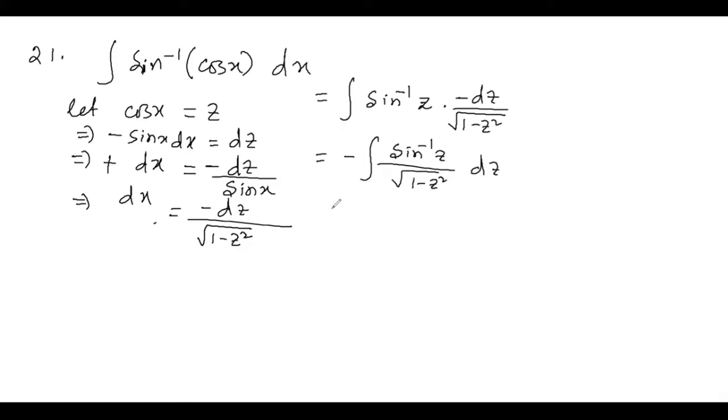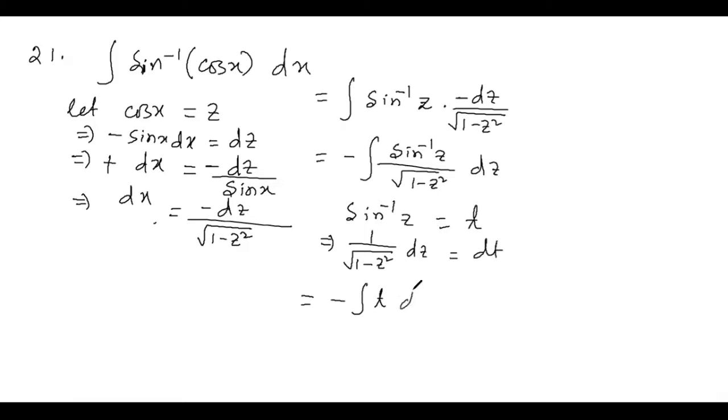Again you have to consider sin inverse z equals t. So sin inverse z equals t, that means its differentiation, 1 by root over 1 minus z square dz, equals dt. So what is it? Now it will be minus t dt. You check this one, t dt, its integration is t square by 2 plus c.